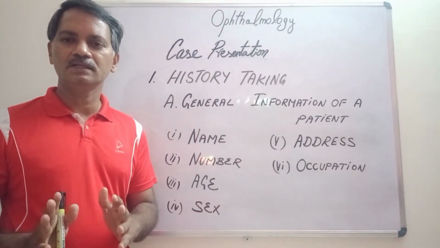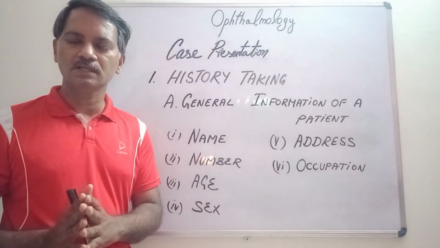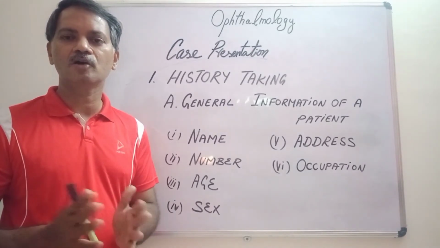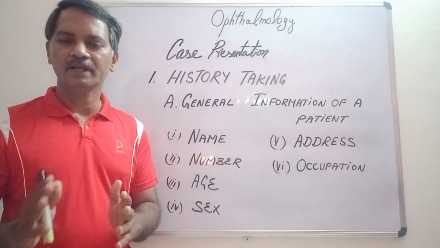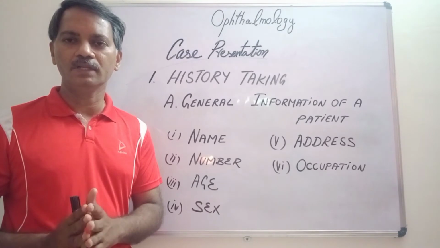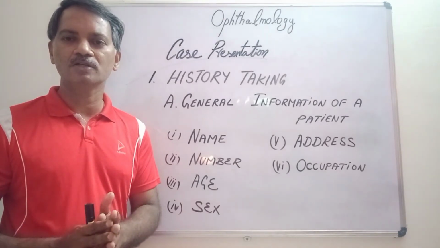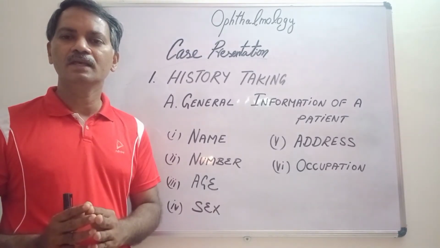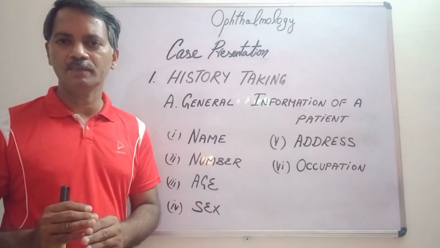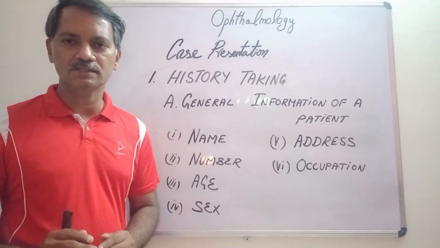The fourth one is the sex of the patient. Sex of the patient is very important because certain diseases are common in males, certain diseases are common in females. For example, open angle glaucomas are very common in male patients because of bigger eyes. In females, closed angle glaucomas are very common because of the small eyes.